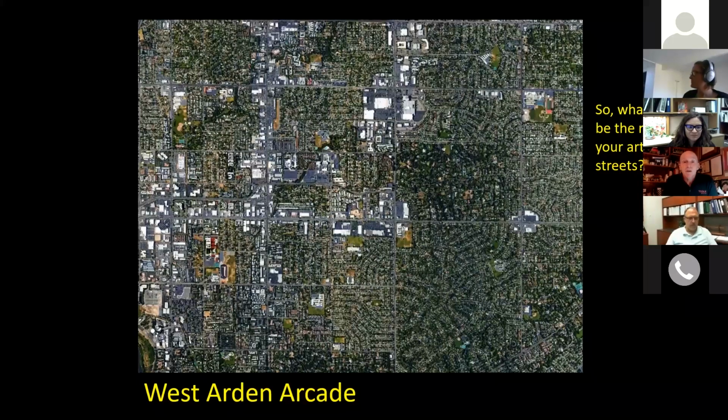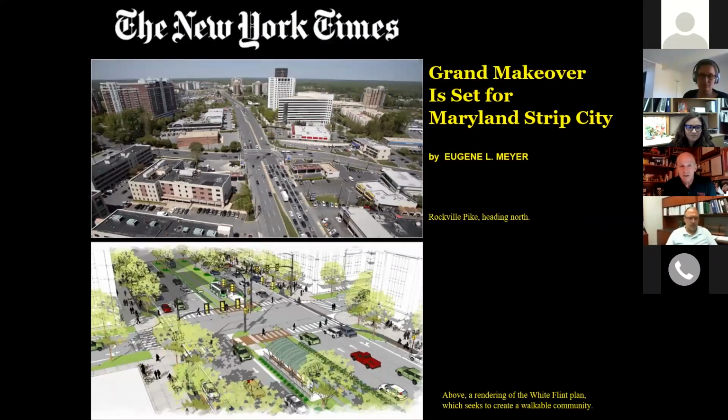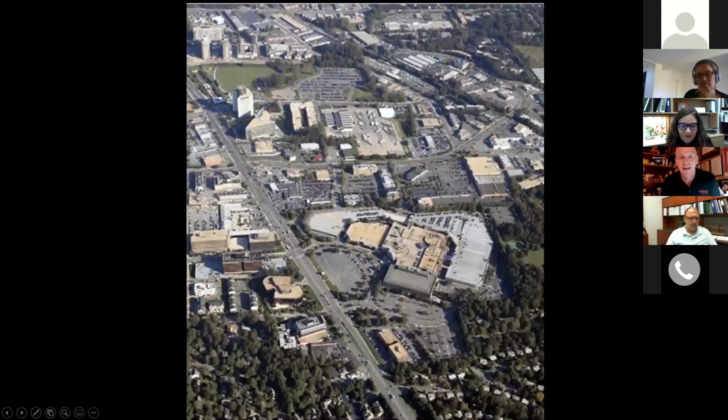So what should we do with the arterials in your community? Should we keep the sort of auto-centric version or change it? And a good precedent might be up in Maryland, just north of DC, on the Rockville Pike. At the top is the before picture, and the bottom is what we want to turn it into. It's a high profile project, this one. And this image shows part of the Rockville Pike.